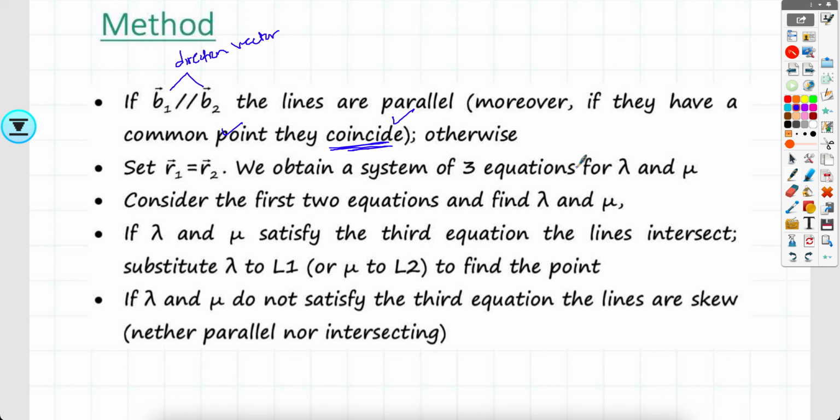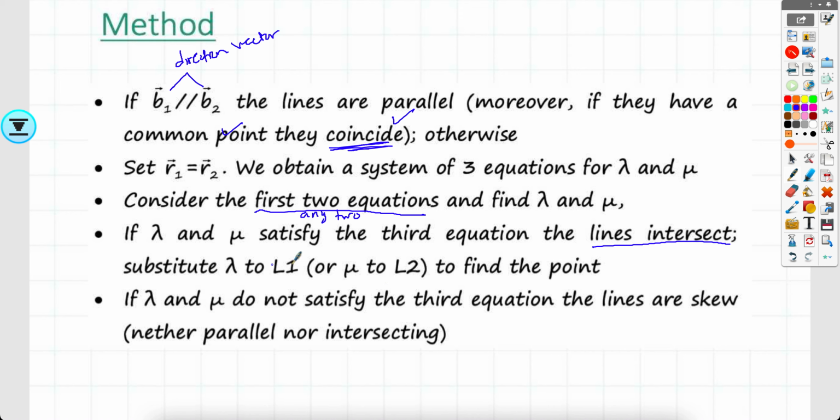Now, technically, you only need two equations to be able to find the values of lambda and mu. So first you consider solving for lambda and mu using the first two equations, but in reality, you can take any two. Sometimes you'll notice the third one is more helpful. So you pick two equations and find lambda and mu. Once you find a lambda and mu that fit those two equations, you check: does it fit the third equation? If the values you found do fit the third equation, then we say that the lines intersect.